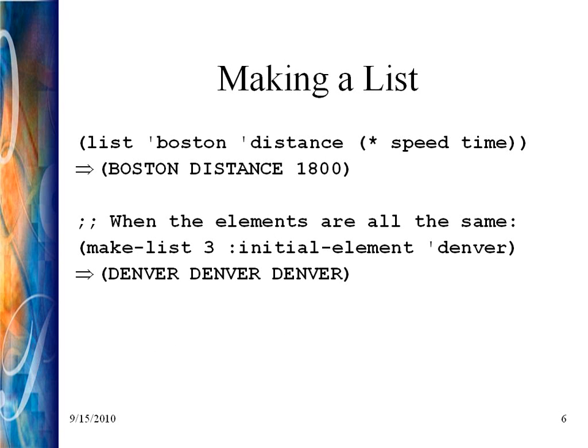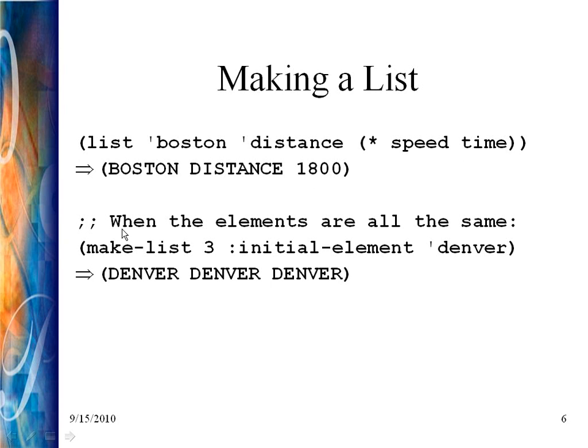So a more typical way of creating a list is with the function list, and it just takes any number of arguments, and each of those arguments are bundled up into a list in order. So the list with the symbol Boston, the symbol distance, and the number, presumably speed and time are variables that have values, and the number that's got by multiplying the value of speed with the value of time.